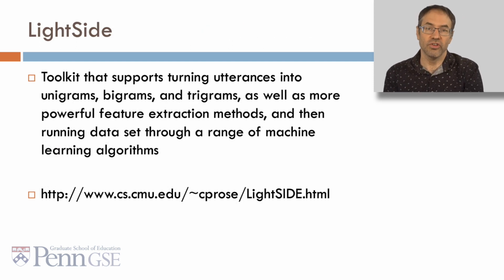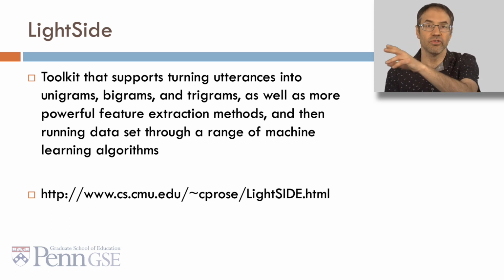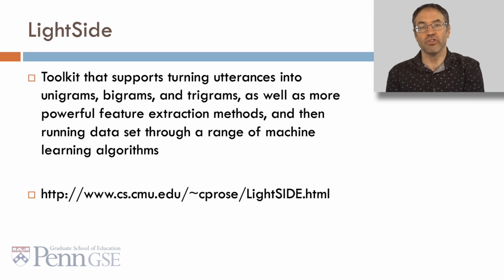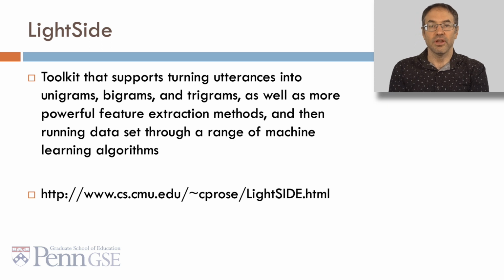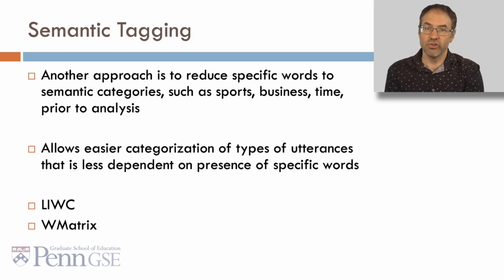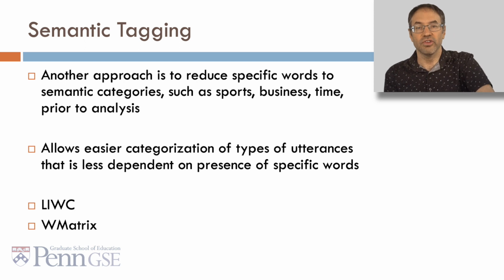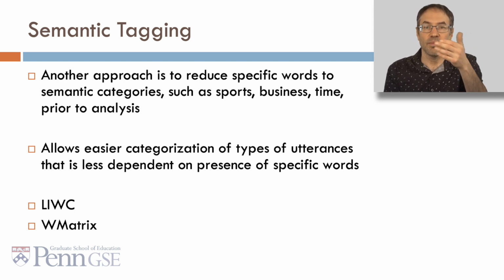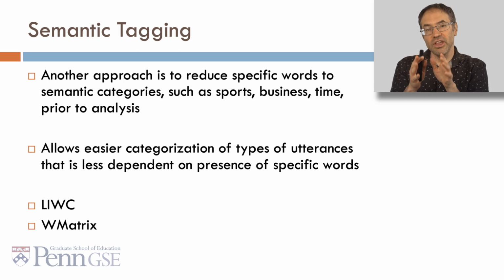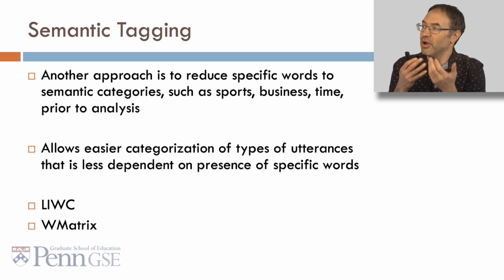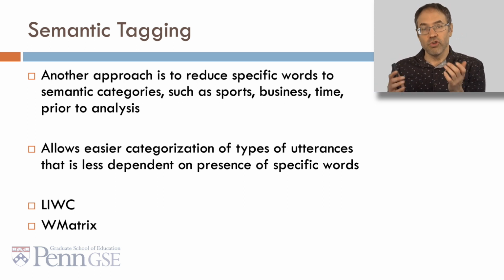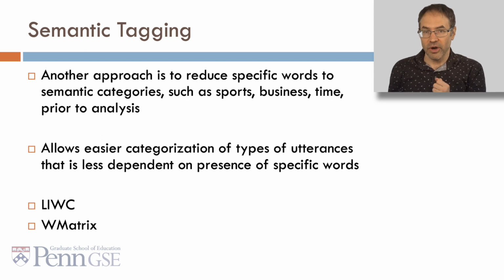One toolkit that you can consider using for this is LightSide, a toolkit that supports turning utterances into unigrams, bigrams, and trigrams, as well as more powerful feature extraction methods, and then runs your dataset through a range of machine learning algorithms. Another approach is to reduce specific words to semantic categories, such as sports or business or time, prior to the analysis. And this allows easier categorization of types of utterances that's less dependent on the presence of specific words when synonyms might be relevant. And two popular toolkits for this are LIWC, the American one, and Wmatrix, the British one.